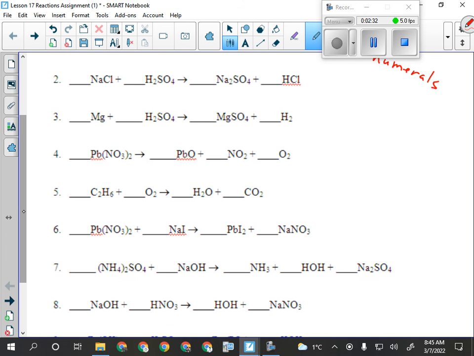like number 4. Number 4 is a complex decomposition reaction. I'm telling you that because you don't have to identify the types in the first 10. It's a decomposition reaction, and it breaks down into 3 things, not 2. And they're not elements, they're compounds with the exception of oxygen. My suggestion to you would be to balance the nitrogens first on this one.